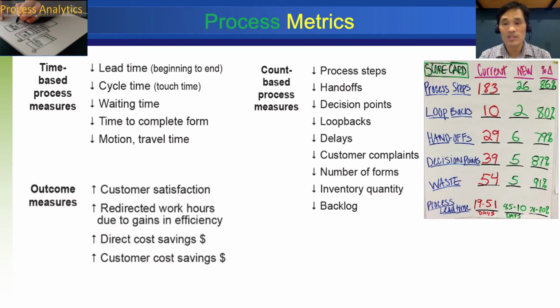Count-based process measures indicate the number of things that go into a process. Examples are how many steps a process consists of in order to complete the work. When a task is transferred to another person, the job needs to be re-explained and notified. This process sometimes creates confusion, or simply the task might go missing. A good process reduces the number of handoffs. Similarly, the number of decision points, loopbacks, delays, forms, complaints, and backlogs are telling measures of the effectiveness of a process.